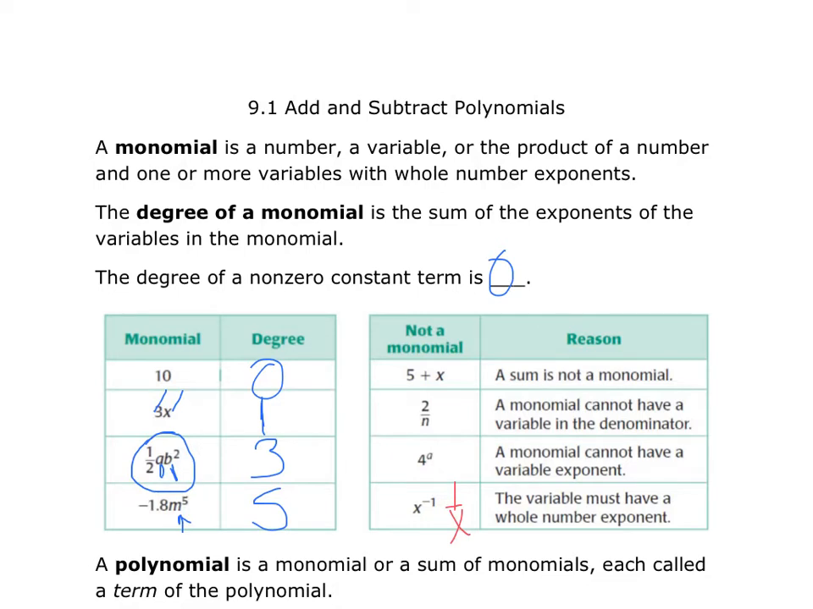And then the other one that you look at here says a monomial cannot have a variable exponent. Other than that, you're going to be able to see a lot of things that are monomials, and then you're going to be able to put those things together with other monomials, which will give you polynomials of different kinds.